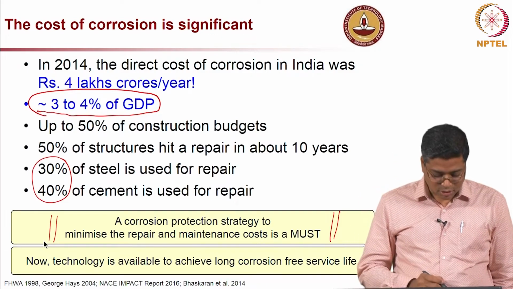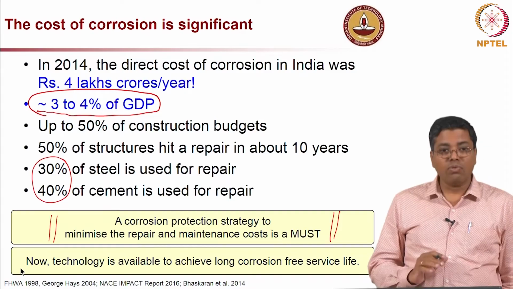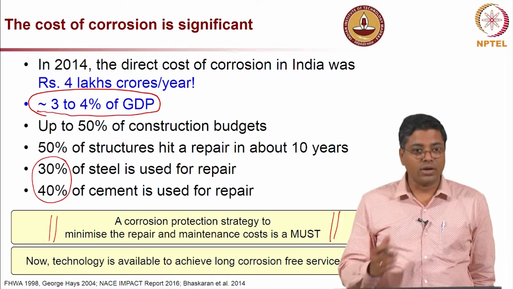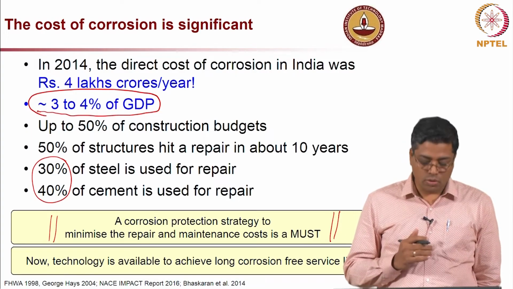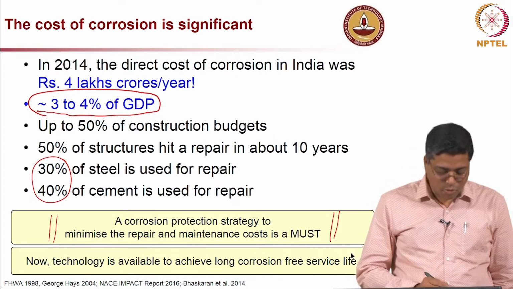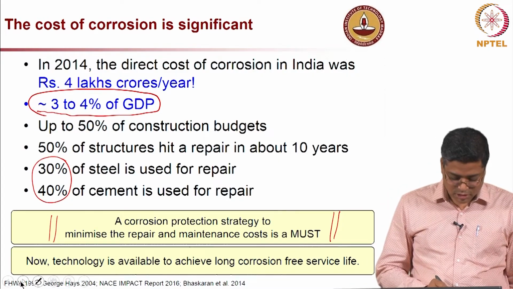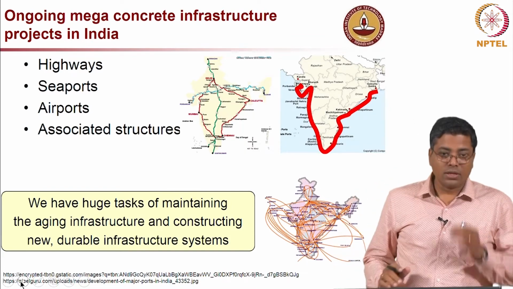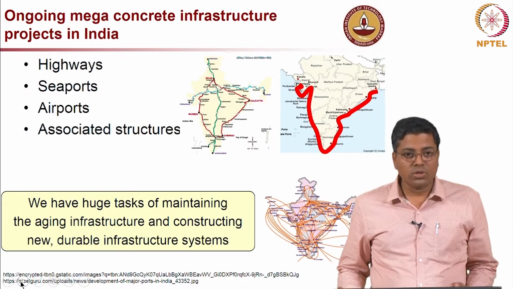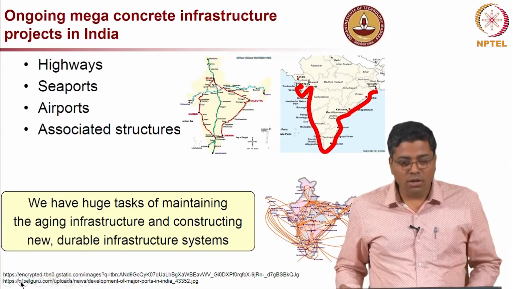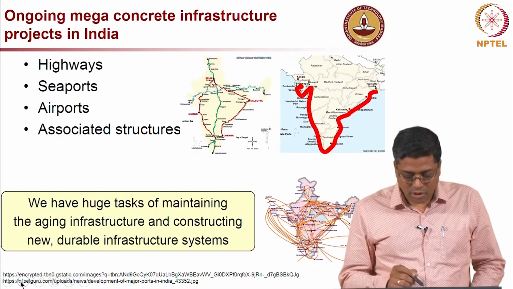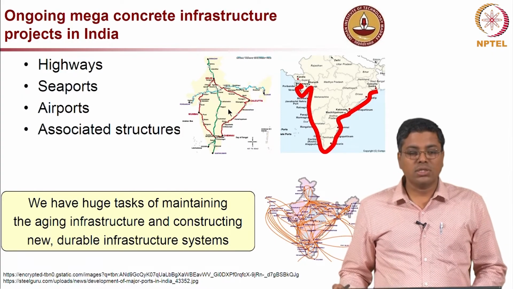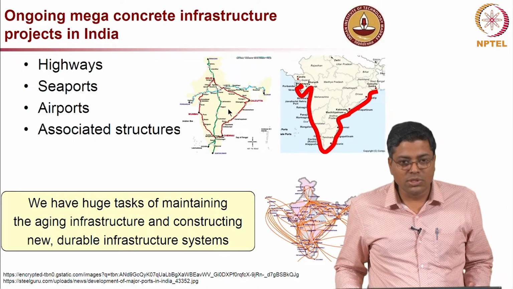the cost of corrosion. So the point is, now we have technology to actually achieve a corrosion free service life of 100 years and all that, provided we give more importance to quality of construction. Now, the corrosion cost is becoming more important today because we are constructing a lot of structures, like highway projects, seaports and airports, and when we talk about these major projects, there are also associated structures which are being built.